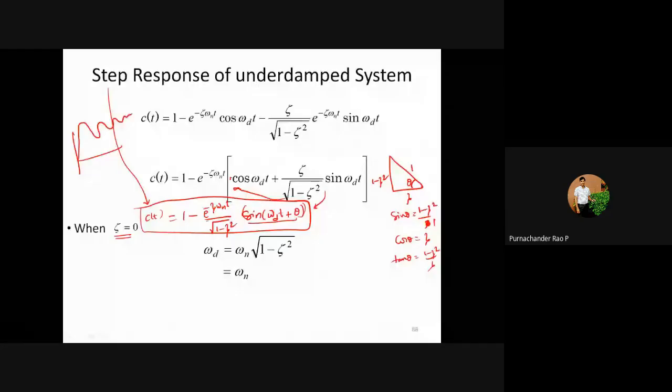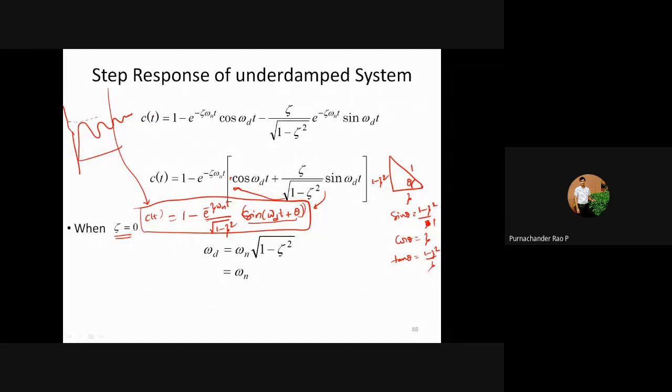Okay, so this is a sine wave. Because your response consists of a sinusoidal function, this is sinusoidal and e power minus zeta omega n t is exponentially decaying. So your sine function will be an exponentially decaying function. Okay, so this is the response of an underdamped system.